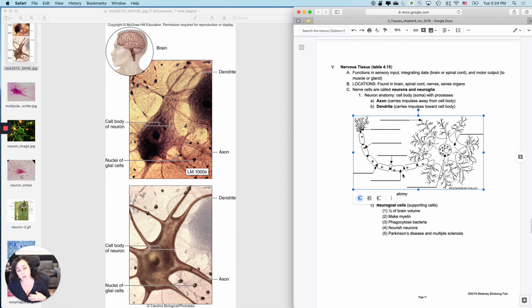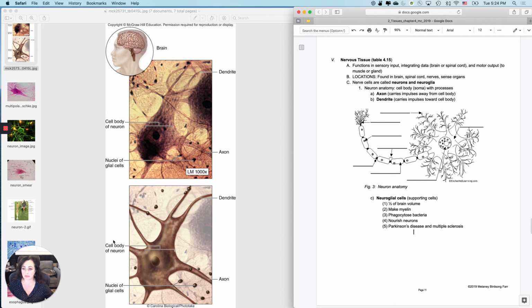And so when your glial cells start to go bad, then the neurons that they're supporting start to lose their functionality. And we've figured out that that is the culprit in things like Parkinson's disease and multiple sclerosis, which we'll talk about later this semester. So for right now, you have to be able to identify the basic parts of the neuron, especially the parts that are in this figure.